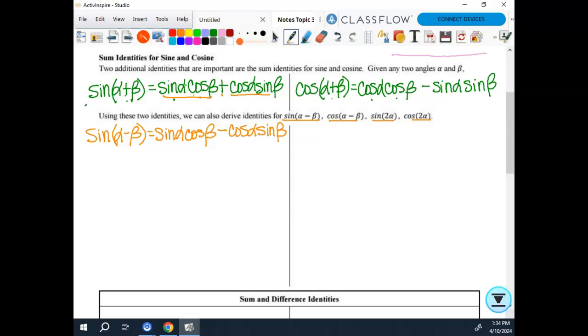Then if I do cosine, the difference identity for cosine, that's cosine of alpha minus beta. Again, these two pieces stay the same. So this is cosine alpha times cosine beta. The trig expressions were the same, which means the sign changes. And then I get sine alpha, sine beta. I know that looks like a bunch of nonsense right now, but look at the patterns so that you're able to write that stuff out for yourself.